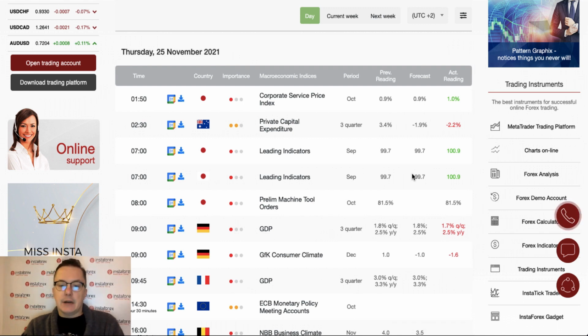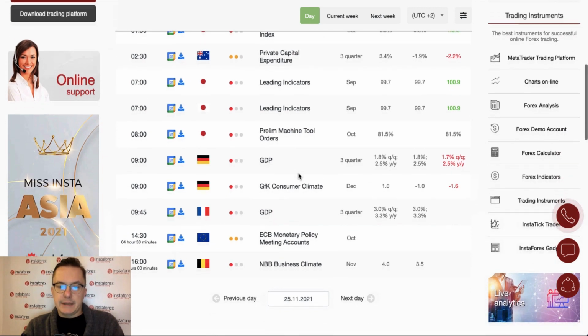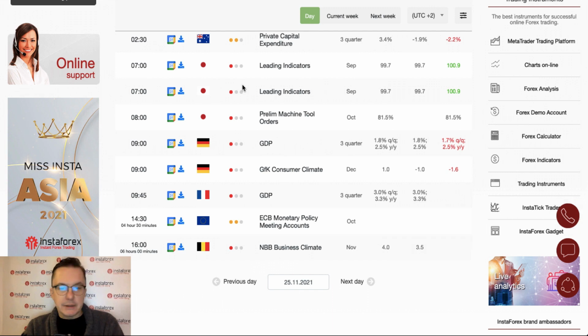Mostly those data were from Japan, like the corporate service price index, leading indicators, and the preliminary machine tool orders. Those data mostly beat the expectations, but they do not have that much impact on the markets. We have the GDP from Germany released already. For the third quarter, the GDP of Germany didn't beat the expectations of 1.8%. It fell short by 0.1% with the result of 1.7%. GfK consumer climate from Germany decreased to minus 1.6% as well.